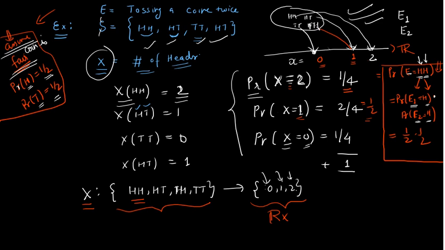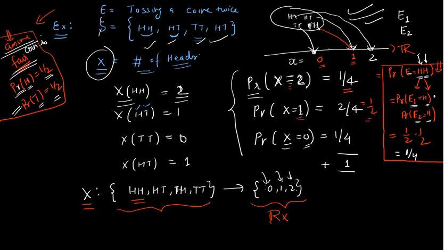Why am I multiplying here? Because these two events are independent, right? Because the tossing of the coin the second time does not change what the value was when we tossed it the first time. Since we have already assumed that the probability of heads and tails is half, we will write half and half. So the probability that the random variable will take the value 2 is 1 by 4.